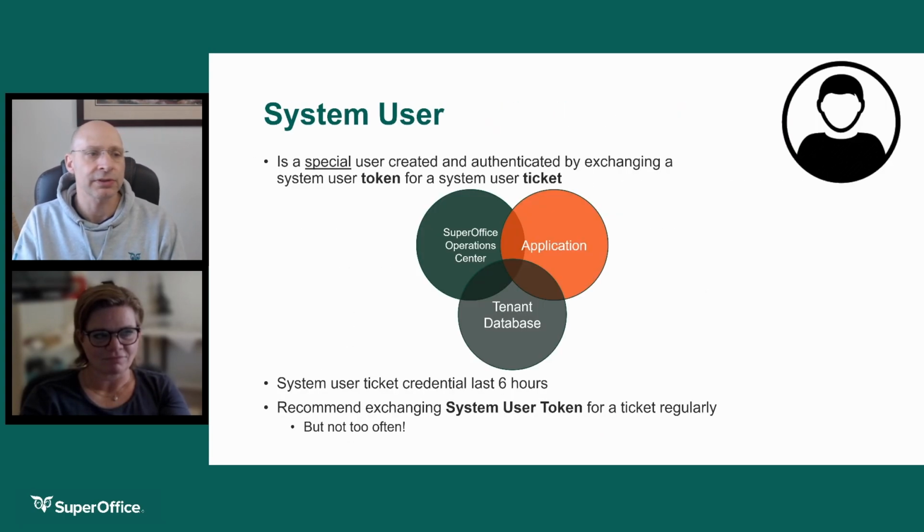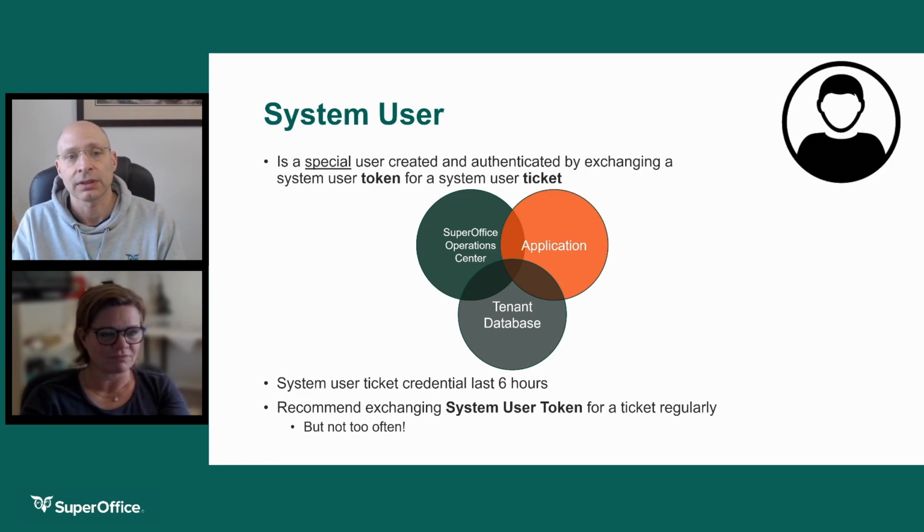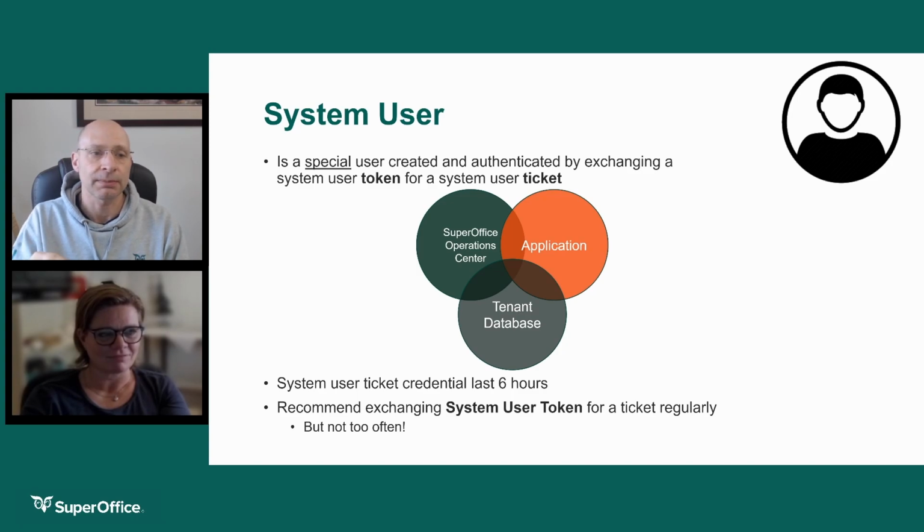So the system user is a very special user. It's created and authenticated by exchanging this magic string that you're given when you authenticate your application, or an administrative user authenticates the application for the first time, and you'll get it back. Then you could use it to get back a system user ticket.